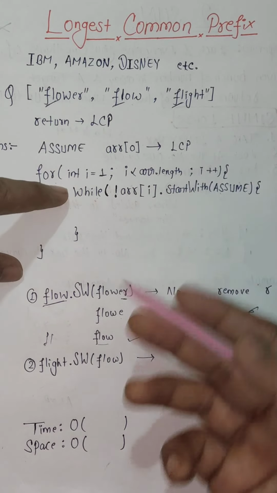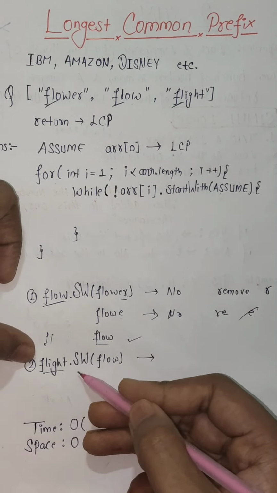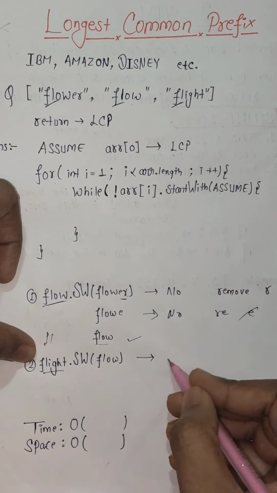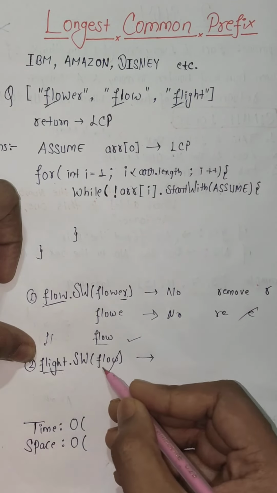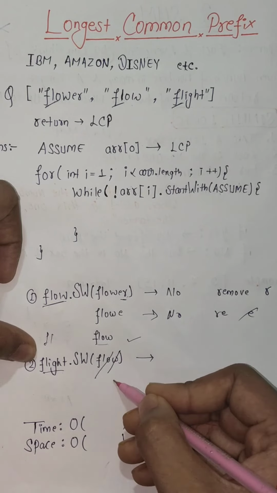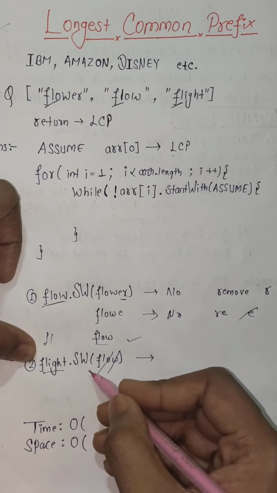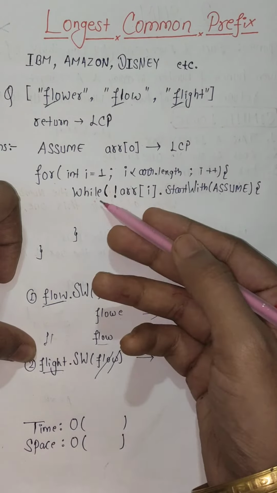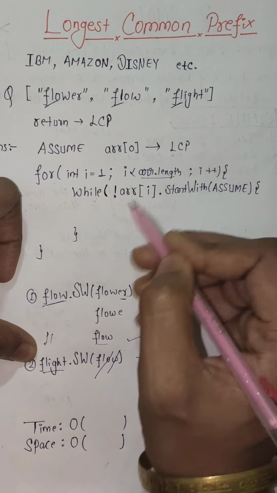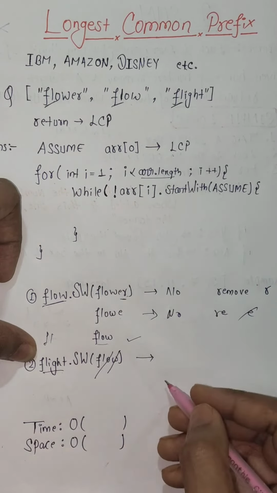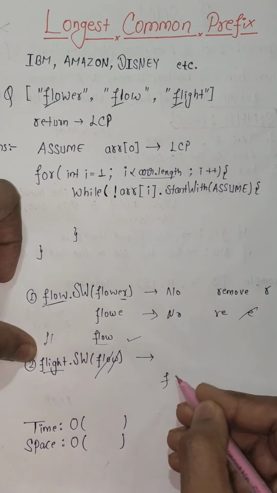Now the next word will come, which is flight, and we'll check that flight starts with flow. It will say no, so W will be removed. Then again this while loop will run. Does flight start with FLO? It will say no, then this will be removed. And then it will check that flight starts with FL. It will say yes, the while loop will end and the for loop will also end because it runs till the length of the array given. So we have found our longest common prefix, which is FL.